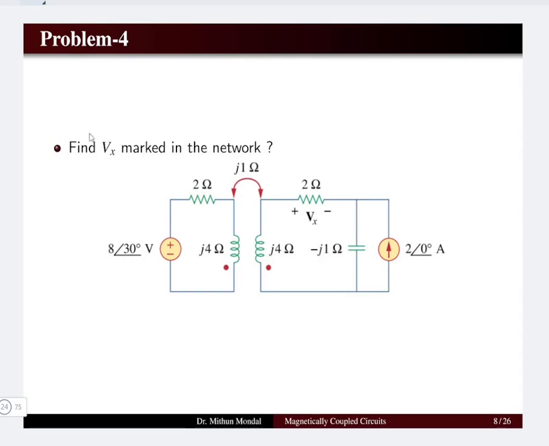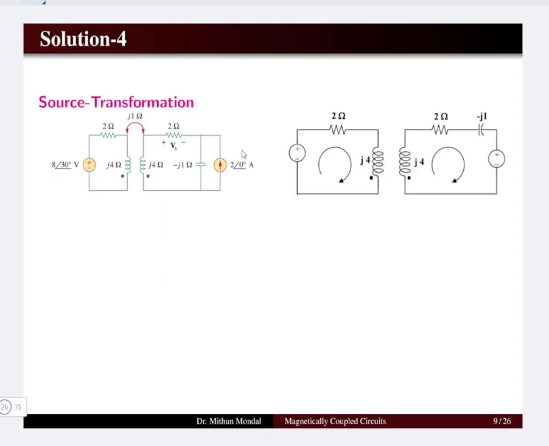Next problem, here we have to determine the potential Vx. So potential Vx is across the 2 ohm resistor, which we need to find out. And we have been given the network on the primary side and the secondary side with a mutual inductance of j1 ohm. So first we can minimize the network with the help of source transformation, where we can apply the source transformation in this part to obtain the values of voltage and the reactance in series, so that the current source is replaced with a voltage source.